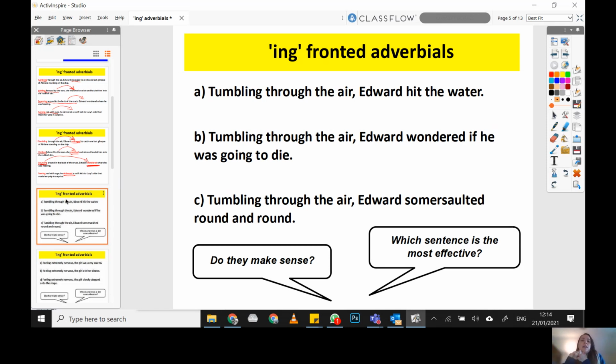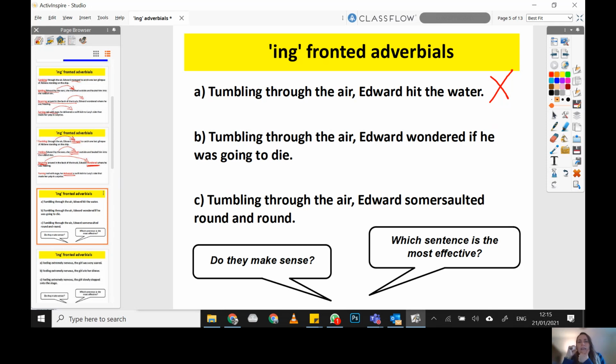So the first one says, tumbling through the air, Edward hit the water. Does that make sense? My instinct is no, because it says tumbling through the air, Edward hit the water. Can those things happen at the same time? Not really, so it doesn't make sense. So I'm going to knock that one out first.